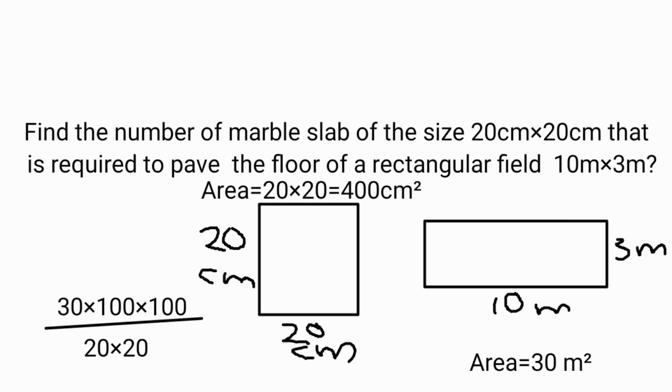Now we can simplify this. 20 into 5 is 100. Again 20 into 5 is 100. So 30 into 5 is 150. 150 into 5 is 7500. So 7500 marble slabs are required. Moving on to the next question.